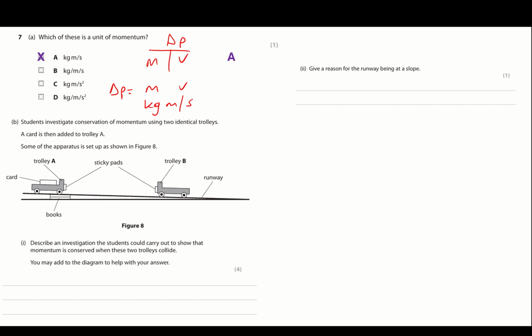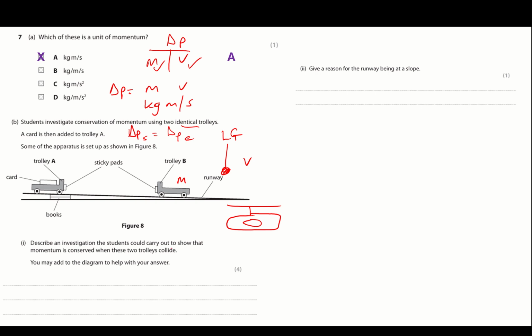Students investigate conservation of momentum. So this is the idea that momentum at the start is equal to the momentum at the end. A card is added to the trolley. Okay, so that gives us a clue that we're going to be using light gates, and that gives us velocity. So I'll just tick that off here. The next part is it tells us that they're identical trolleys. So I need their mass, so I'm going to need a balance. Perfect. Now I've got the two factors that I need.